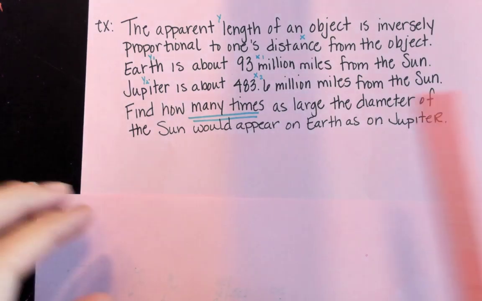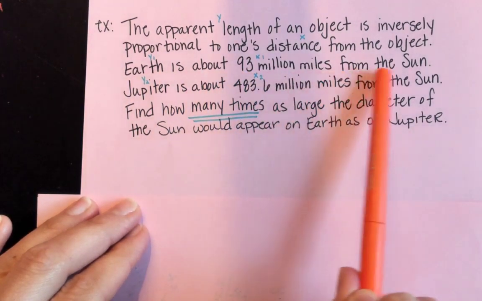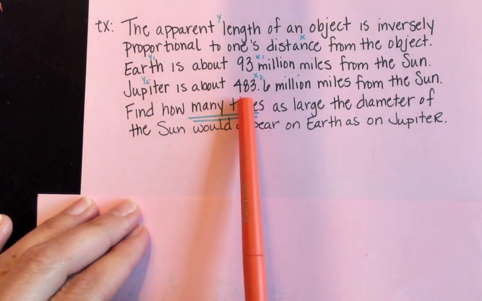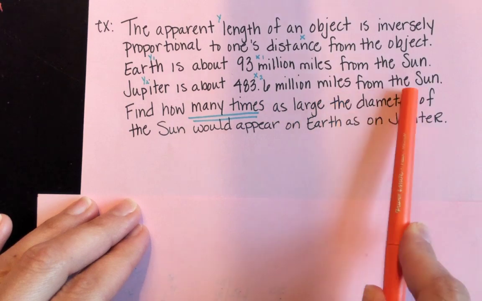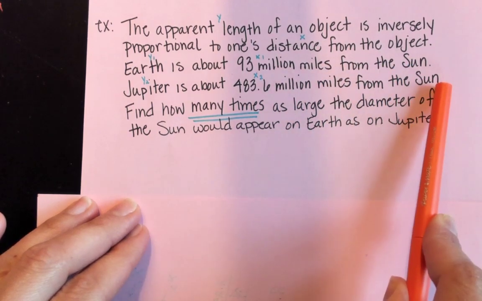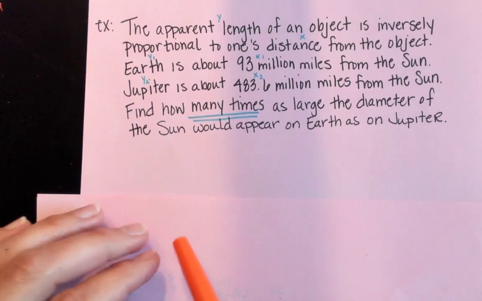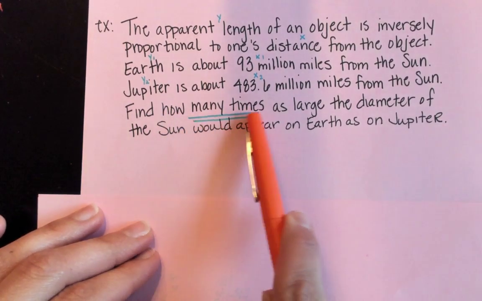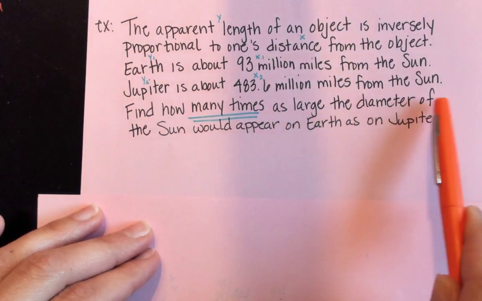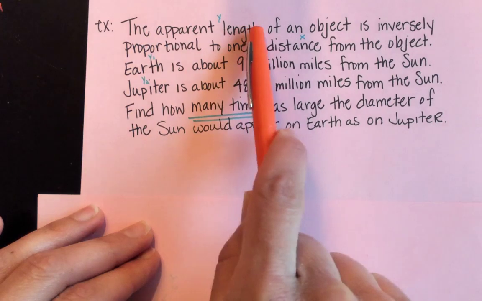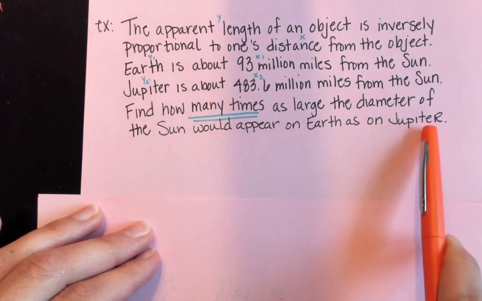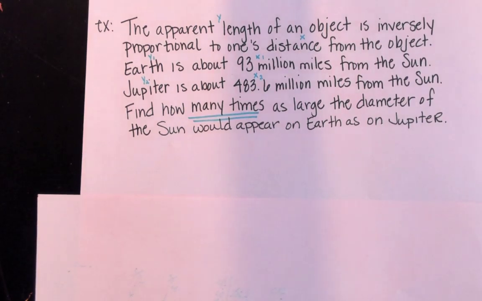And it says Earth is about 93 million miles from the sun. Jupiter is 483.6 million miles from the sun. So we're talking from the sun, from the sun. Here's where things changed. It says, find how many times as large the diameter of the sun would appear, so apparent length, on Earth as on Jupiter. So again, Earth is closer to the sun than Jupiter. So of course, the diameter of the sun is going to be a much longer diameter than if I was on Jupiter. It would appear to look a lot shorter.